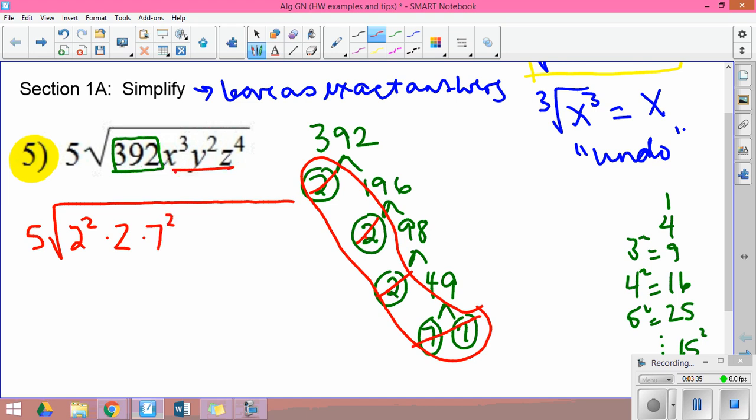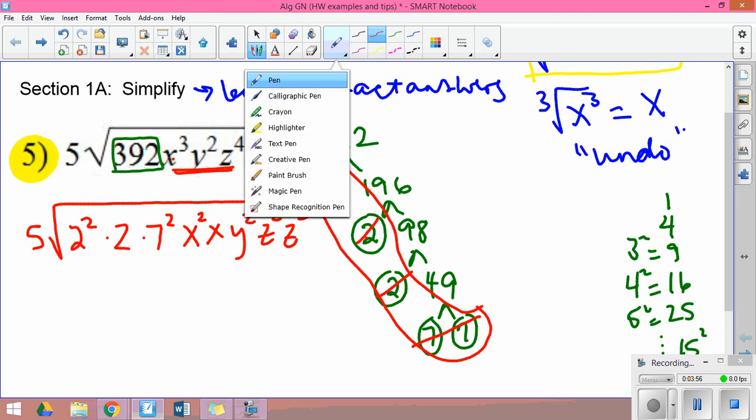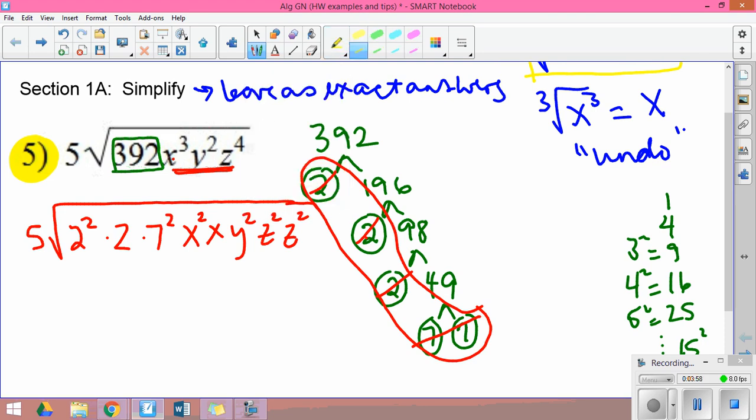I'm going to do the same thing with the exponents on these variables. x cubed is x squared times x. There's still 3 of them. y squared is a perfect square. z to the 4th, I'm going to write that as z squared times z squared. So I haven't done any math except to factor and break everything down into perfect squares. And these are the ones that I'm going to focus on.